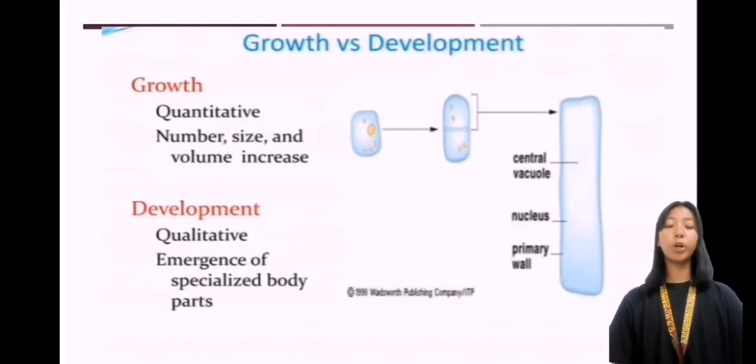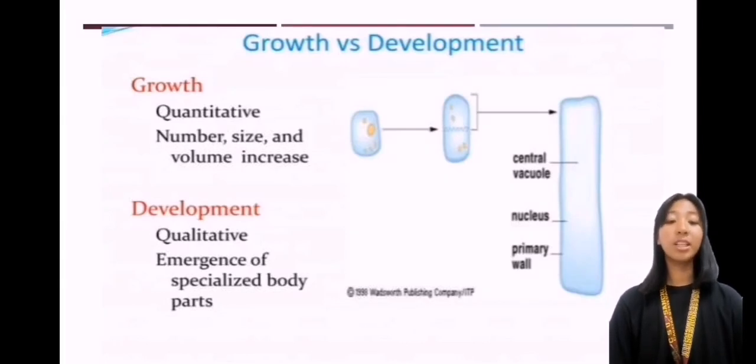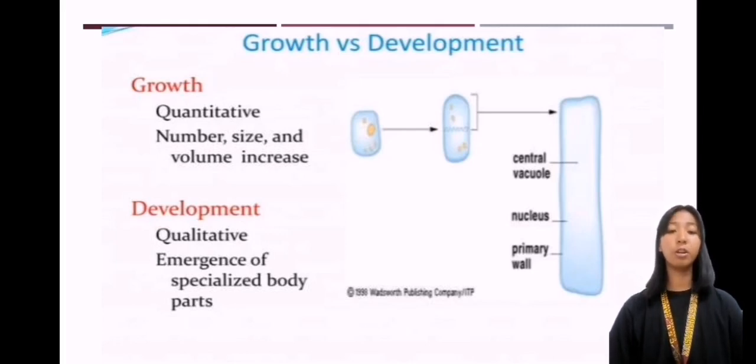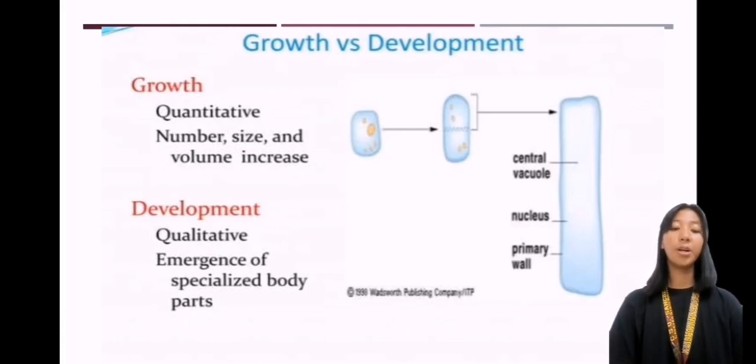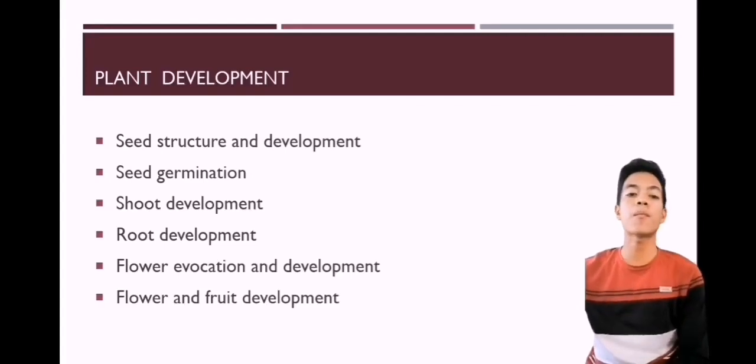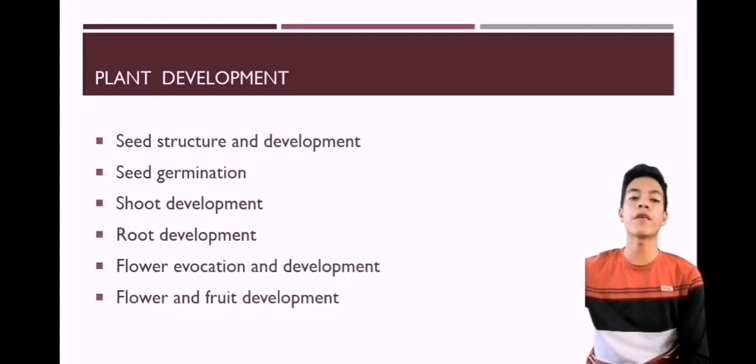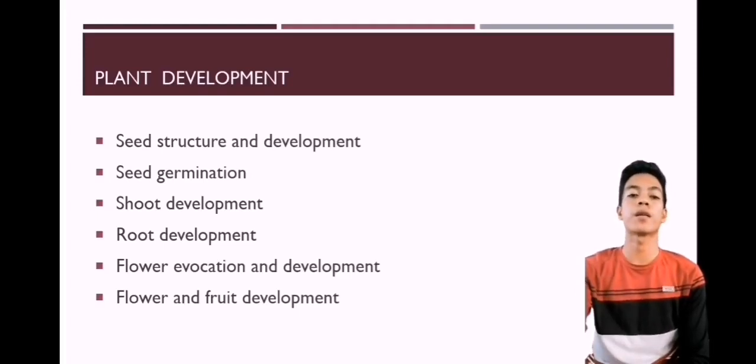In order to better understand growth versus development, growth is the quantitative. It means the number, size, and volume increase, and development is the qualitative emergence of specialized body parts. Plant development: seed structure and development, seed germination, shoot development, root development, flower evocation and development, flower and fruit development.